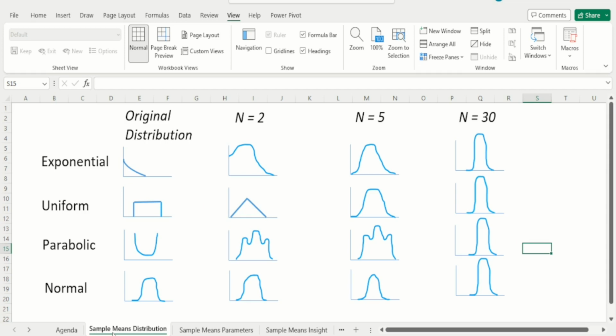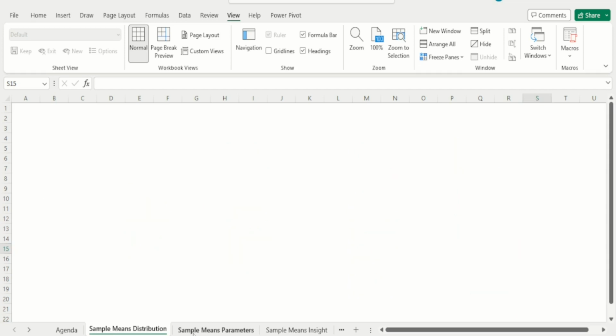What you see on the screen right now is a representation of different types of shapes, different types of distributions. So you have the exponential, the uniform, the parabolic, and the normal as well. And what you will notice is that as you start taking a higher number of data points within your samples, the shape of the distribution of the means of those samples starts to take on a distinctly bell-shaped or normal distribution curve shape. This is especially true once you start increasing the size of the sample to 30 or greater than 30.